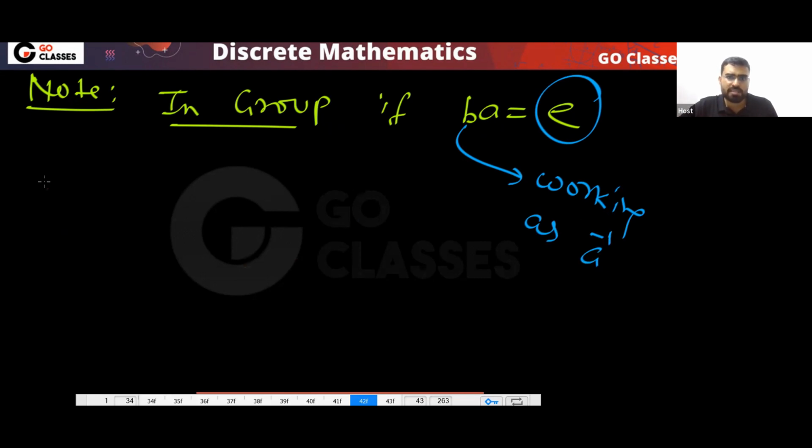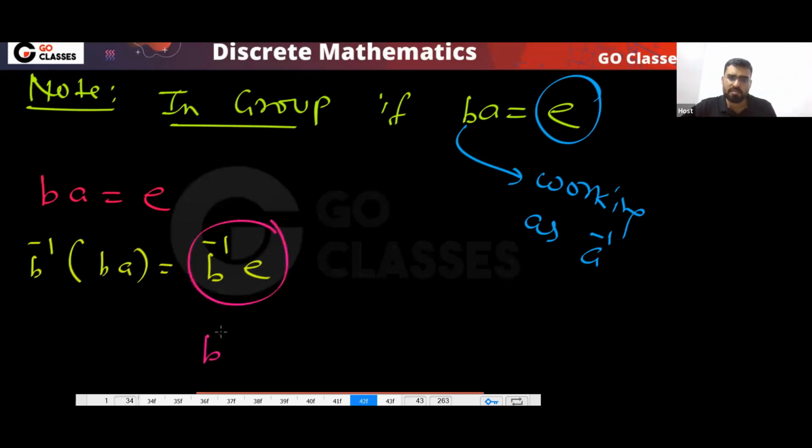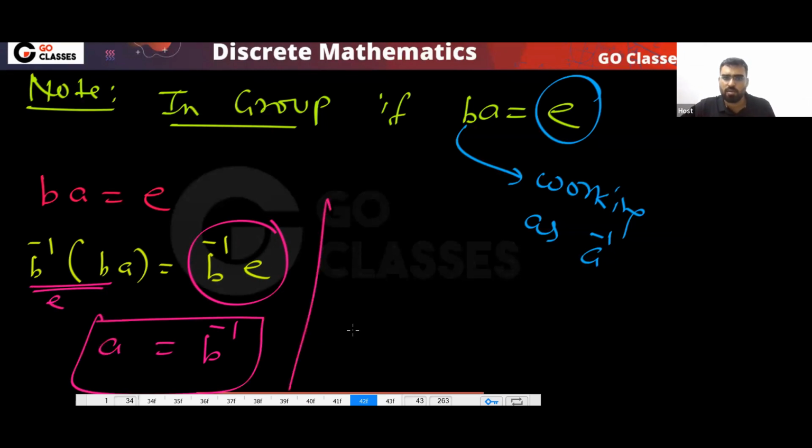Also, you can do it like this. BA equal to E. Then you can multiply with B inverse on both sides. This will be B inverse, and this will be A. This will be E. So finally it will be A equal to B inverse, or I can say B equal to A inverse. This you already know. I am just telling you again.